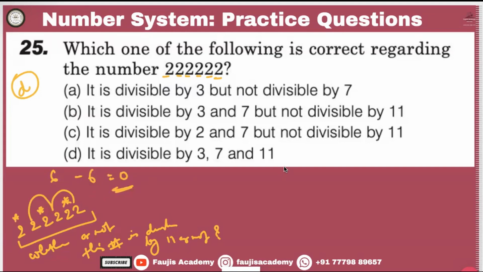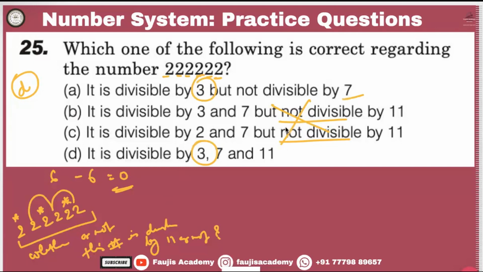So it is divisible by 11, which means the two answer options saying not divisible by 11 will be cut. Now they are saying it is divisible by 3. You don't need to check for 3, because it's anyways going to be divisible. You need to check it for 7.